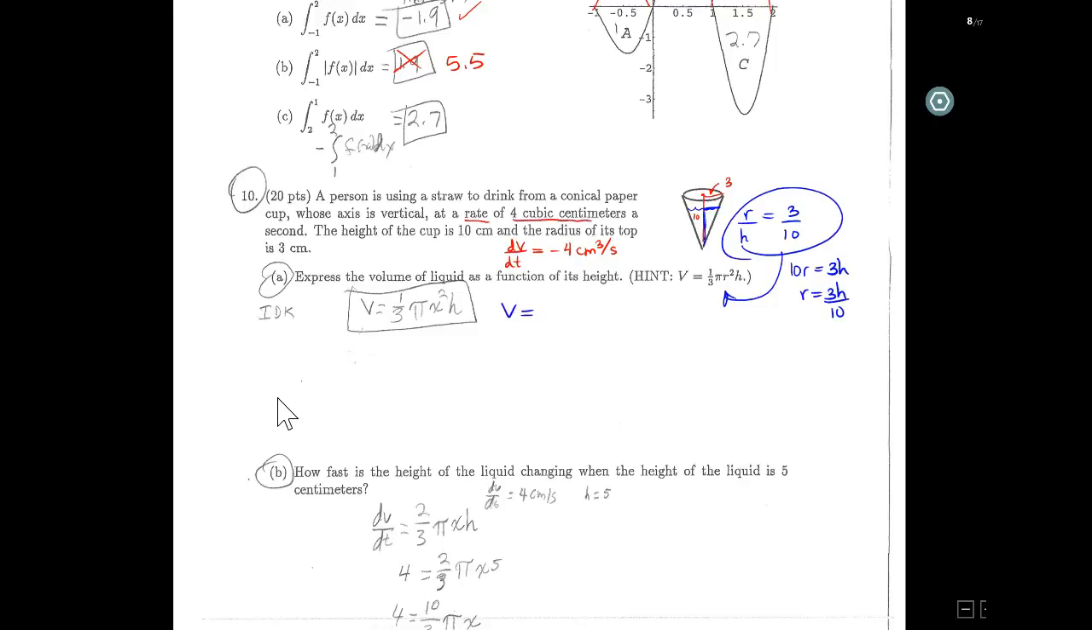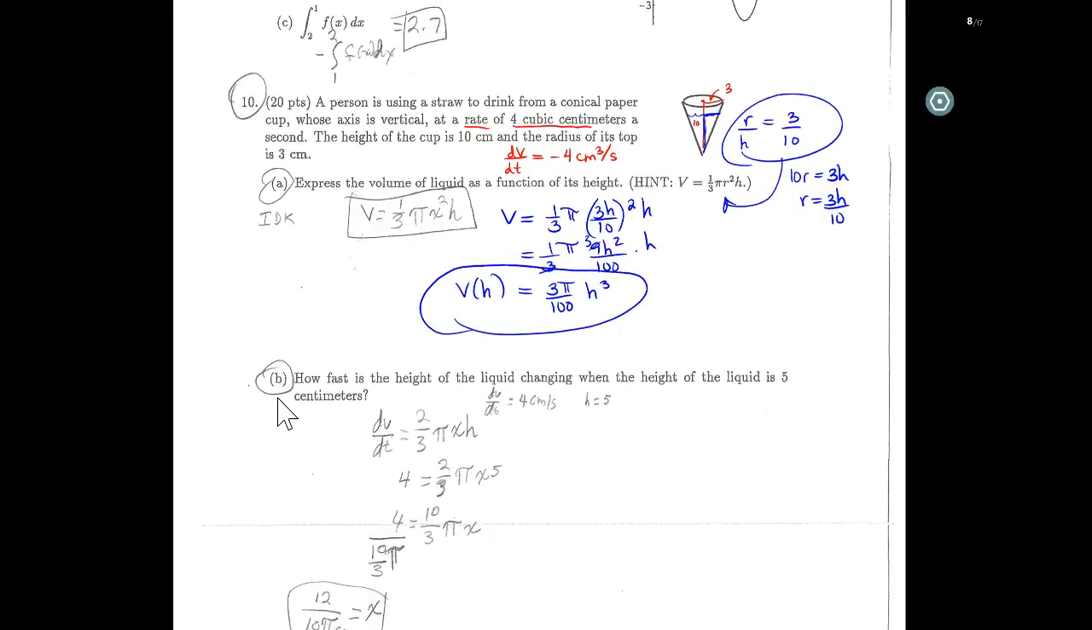If I take the volume, which they give us, which is very generous, 1/3 pi r squared h, I'm going to replace r with (3h over 10) squared times h. Let's multiply that out: 1/3 pi, I have 9h squared over 100 times h. That's going to go in 3 times, so I have 3 pi over 100 h cubed. Now my volume is a function of the height.